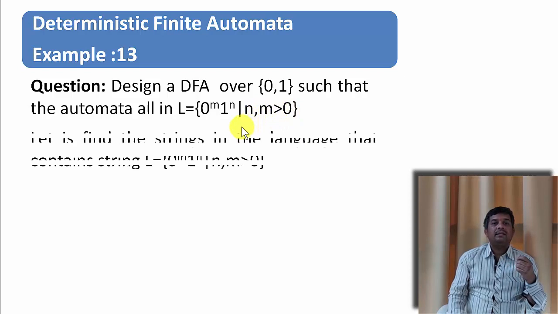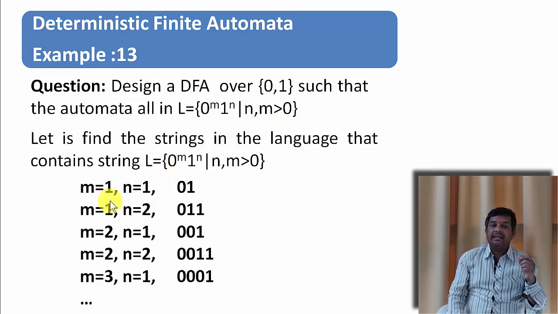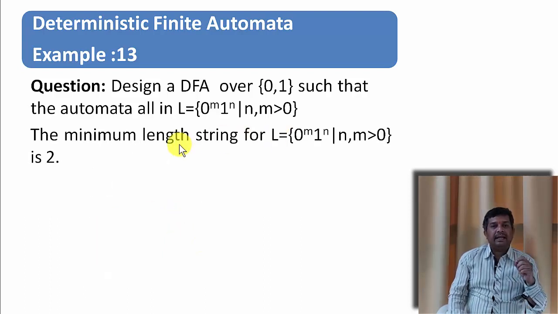So let us see what are the strings that satisfy this particular language. We'll have at least m equal to 1 and n equal to 1. With m equal to 1 and n equal to 1, the string is 0 1. If m equal to 1 and n equal to 2, we have 0 1 1. If m equal to 2, n equal to 1, we'll have 0 0 1. Like this. So at least one 0 and one 1 are supposed to be there. So the minimum string length that this language contains is 2.